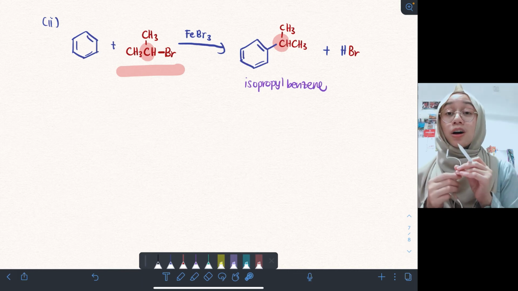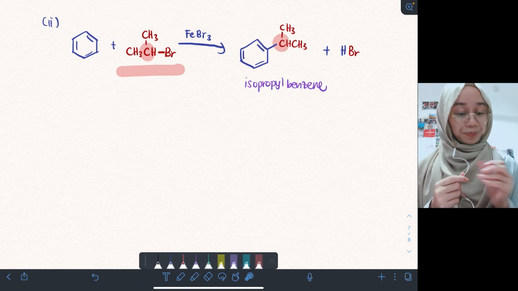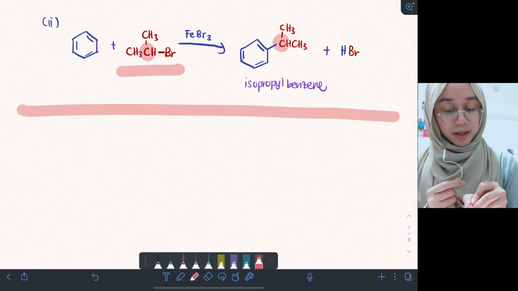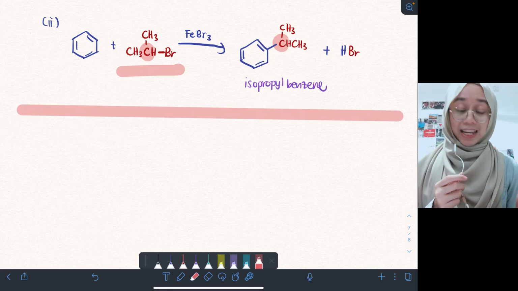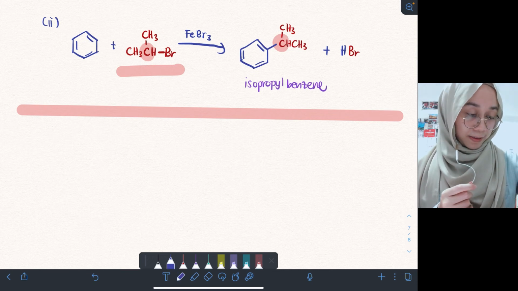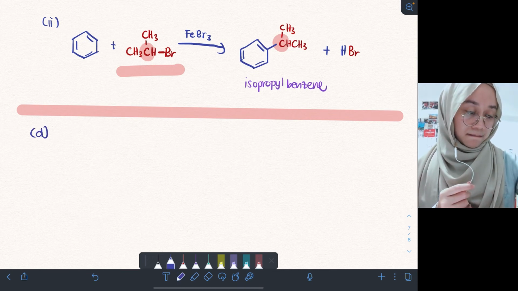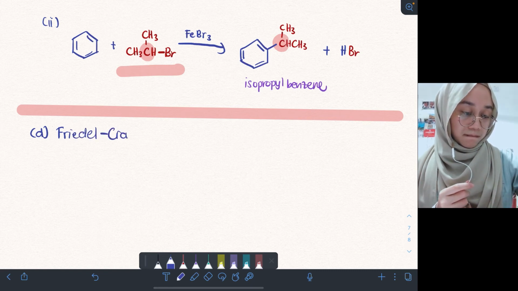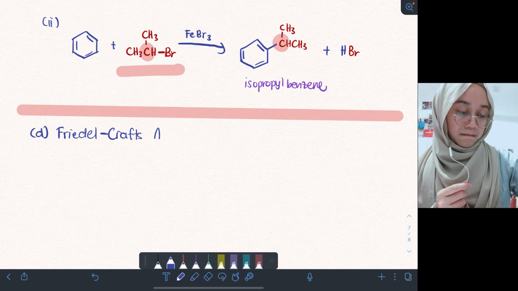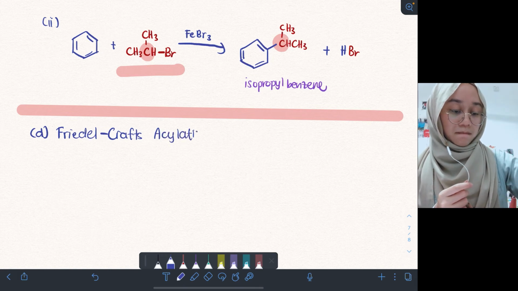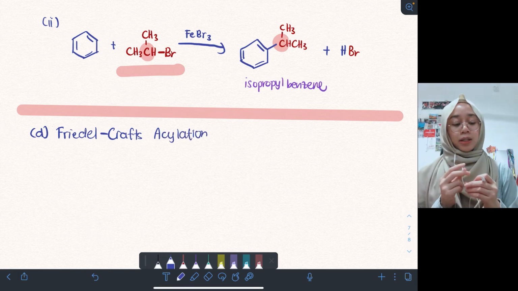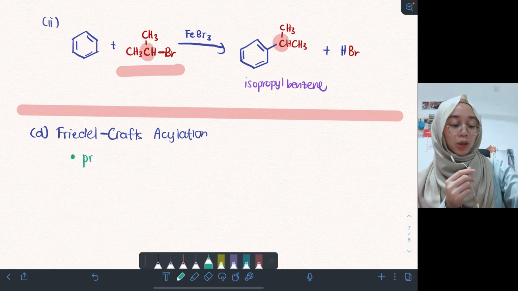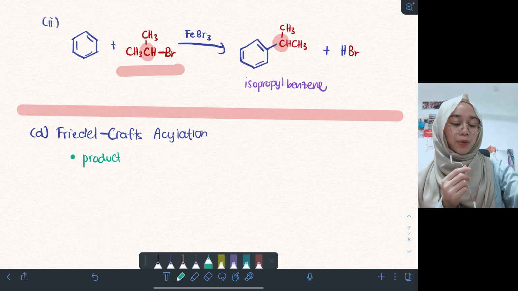Okay, so let's go to the last one. Kita ada Friedel-Crafts Alkylation. Okay, so in this case pula produk yang kita akan hasilkan adalah ketone. Okay, kita akan produce ketone.